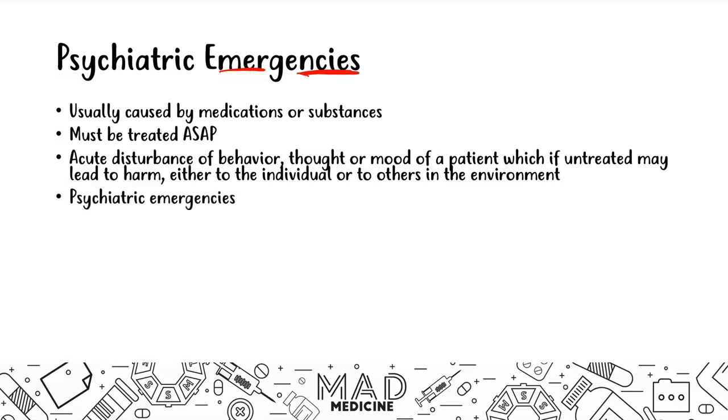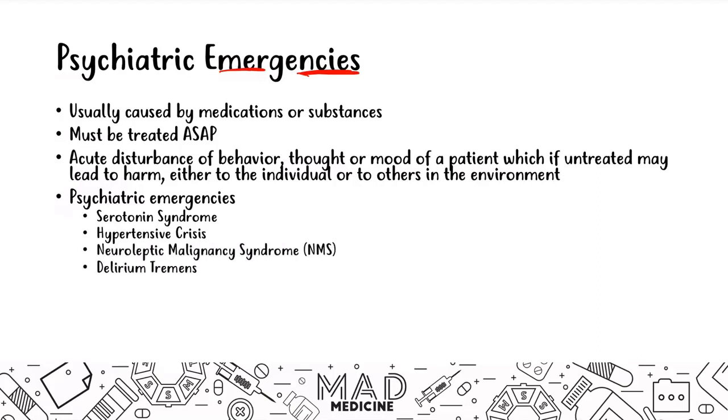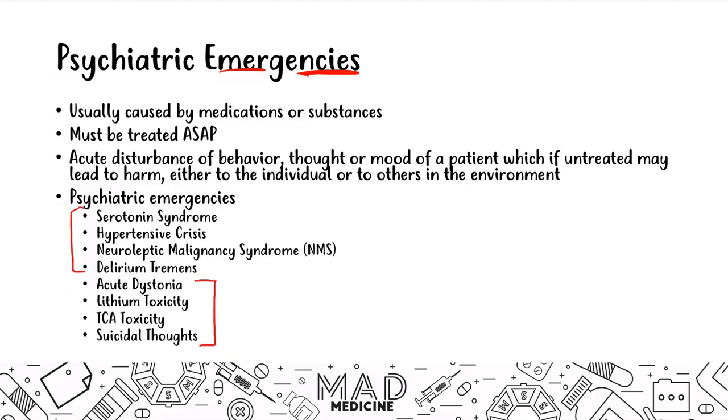Now, when it comes to these emergencies, there are several you need to know for Step 1, and all of these psychiatric emergencies are pretty high yield. We've already discussed bits and pieces of these emergencies, but today in this lecture we're going to be discussing four psych emergencies. The rest are going to be done in part two of our lecture. So with that being said, let's dive deep into it, and let's start off by talking about the serotonin syndrome.